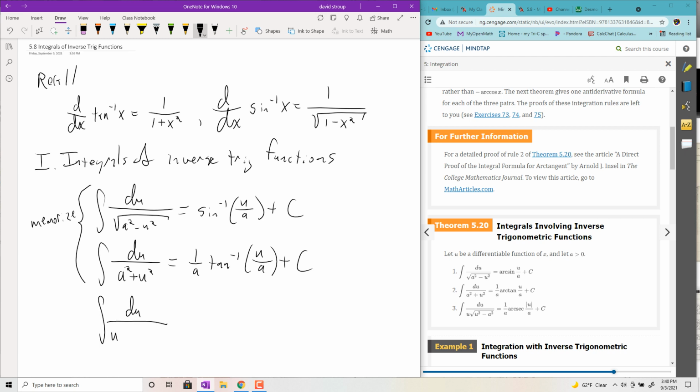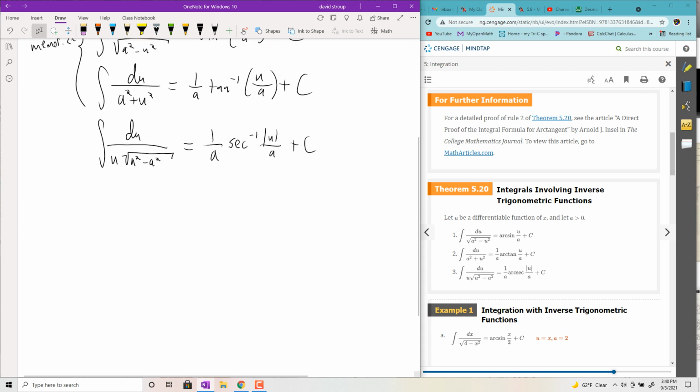Du all over u times the square root of u squared minus a squared. And that will be 1 all over a times secant inverse, if you'd rather, of the absolute value of u all over a plus c. So it's a little more annoying, and I'm not going to expect you to memorize it. Okay, let's look at some examples here of applying this.